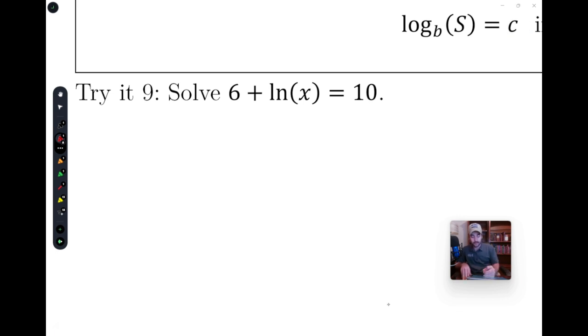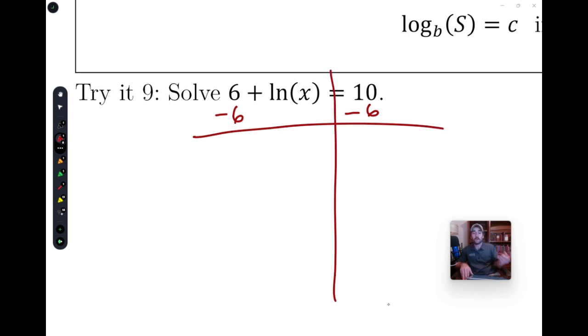First thing we're going to do, get the log by itself. You always want to get that log or that exponent by itself before you solve it out. So ln of x is equal to 4. And now how do we get rid of a natural log or any exponential or logarithmic function? We do the opposite. So the opposite of the natural log is basing it with e. And so that's exactly what we're going to do.